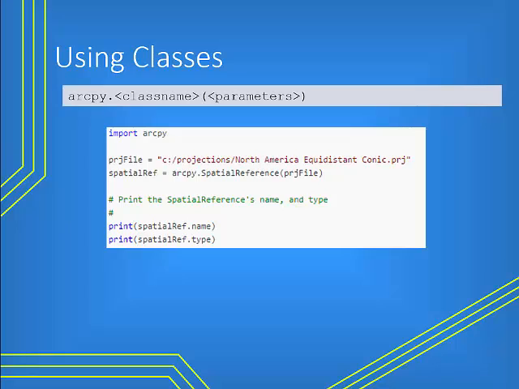In this example, the spatial reference projection file is the class constructor. It creates a spatial reference object by reading a projection file. Like most other classes, spatial reference contains a number of methods and properties, such as name and type.